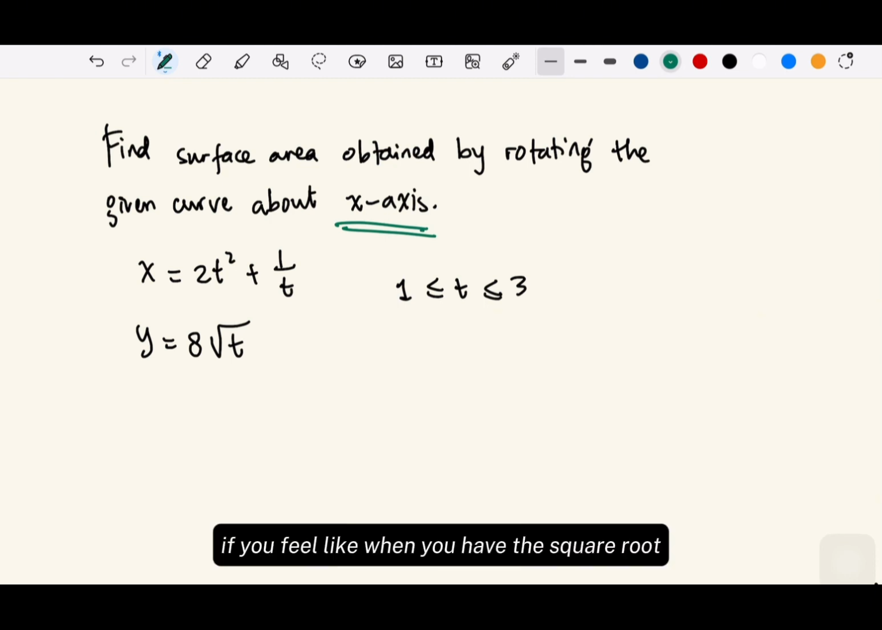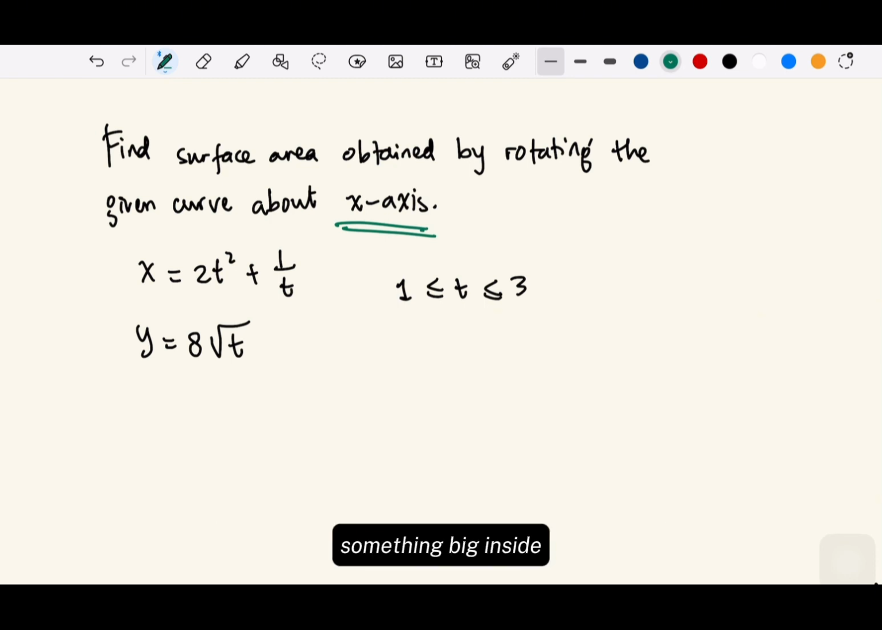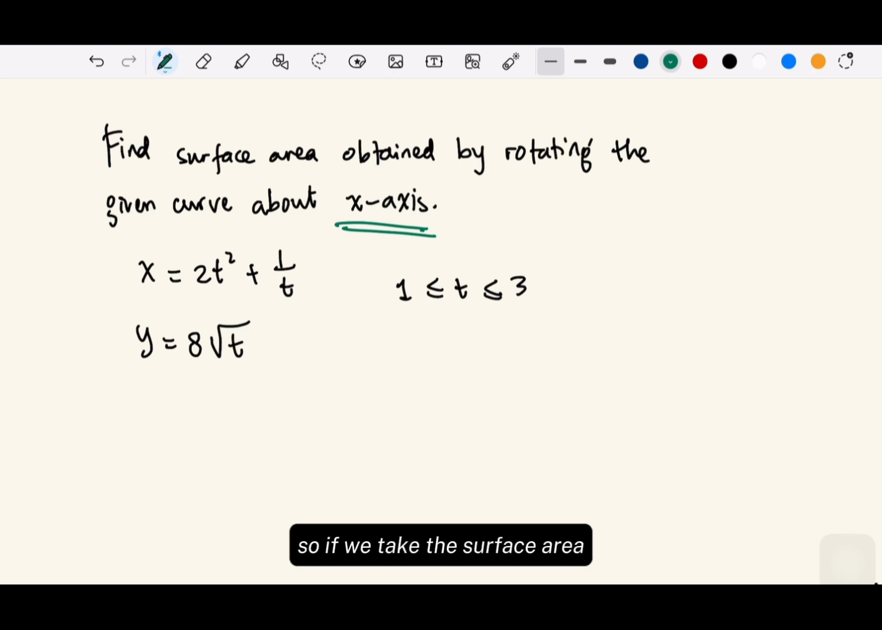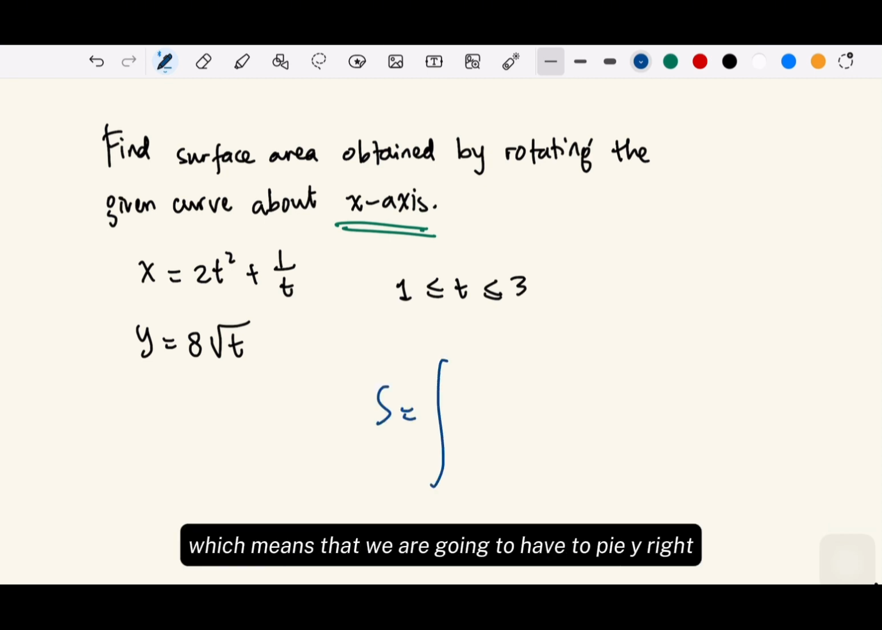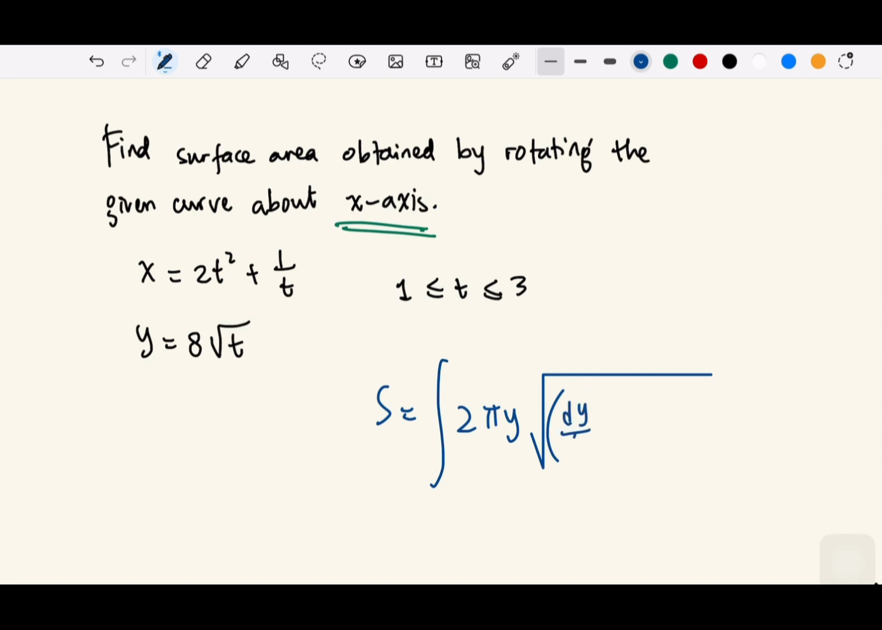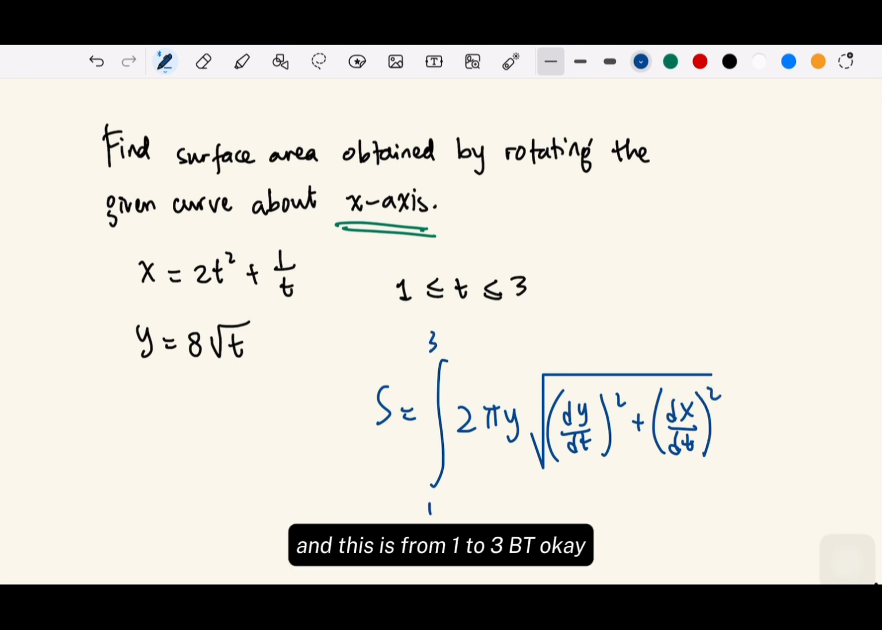Okay, that's fine if you feel like, when you have the square root, something big inside. That's pretty normal. But what I want to show you is you need to think from the small pieces of the big problem. So if we take the surface area, we rotate about the x-axis, which means that we are going to have 2 pi y, right? And then we have this long expression, from 1 to 3 dt.